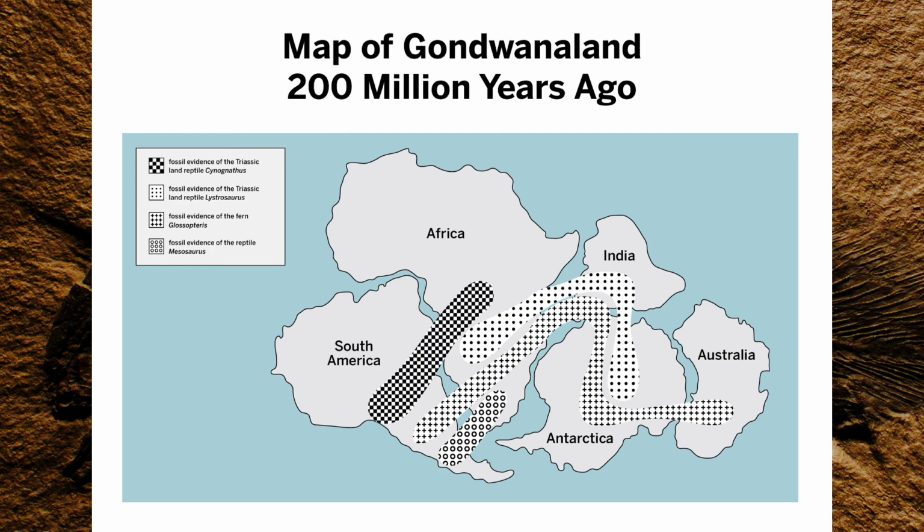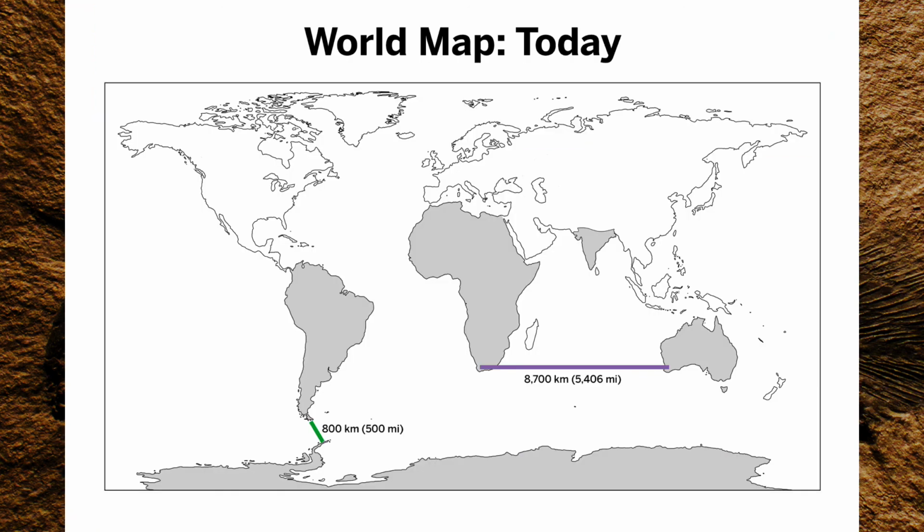So thinking about this today, the land masses that make up Gondwanaland are separated by hundreds or thousands of kilometers. But we know from the evidence we worked with today that 200 million years ago, these land masses were much closer together. As we know, plates move at a very slow rate, so it took many millions of years for the land masses to get as far apart as they are today.